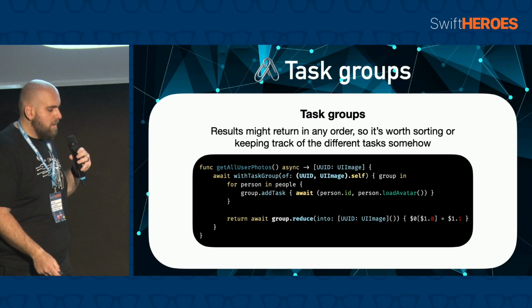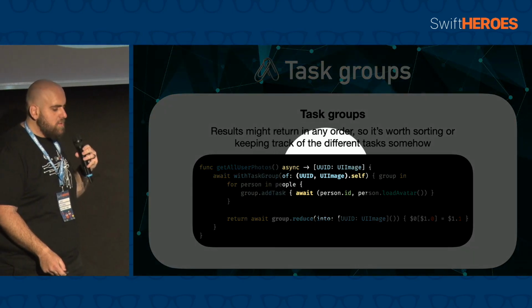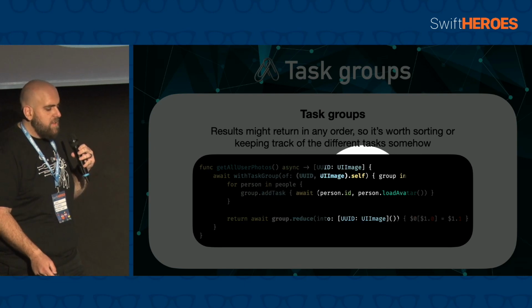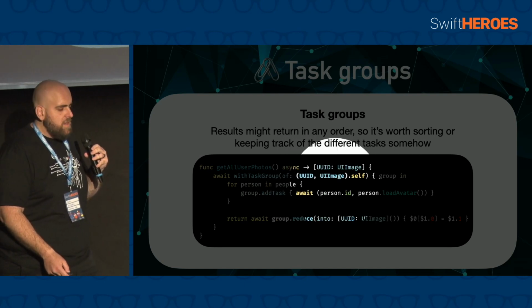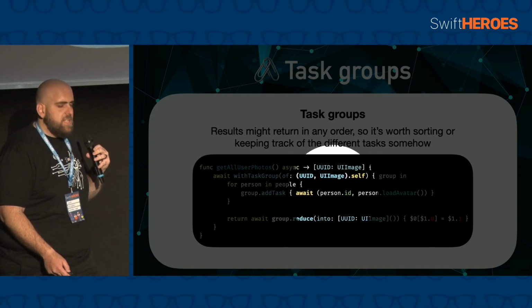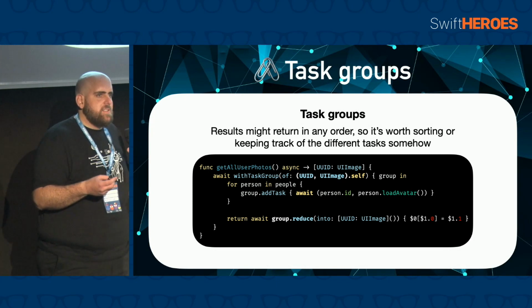So here, instead of a task group of image, I'm making a task group of a tuple of a UUID and a UIImage, and then I just associate the avatar with the user ID. And notice that I'm awaiting this entire expression, even though person ID is synchronous. This is exactly like a try statement.